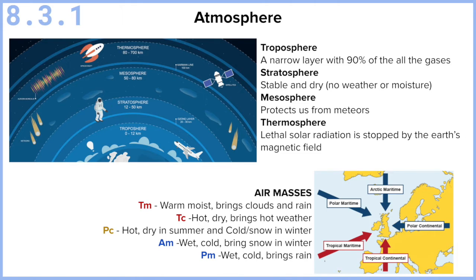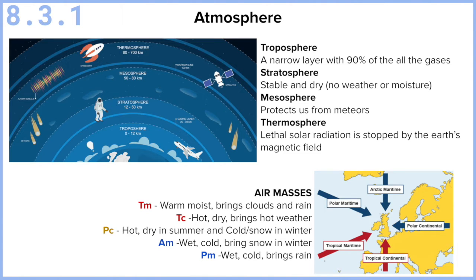And then our outer layer is the thermosphere. And this is classified as closest to space as we can get, and it provides our protection from solar radiation. So the sun's rays, the sun's solar winds are so strong that if this protection wasn't there, then it would effectively kill all life on the planet.